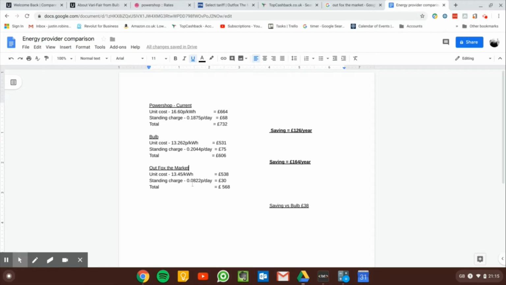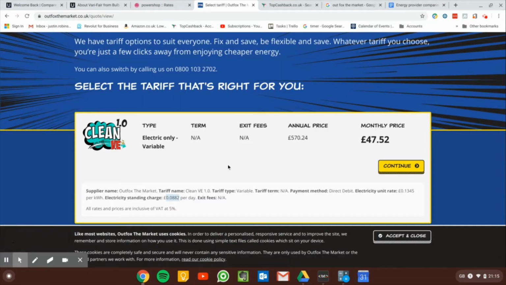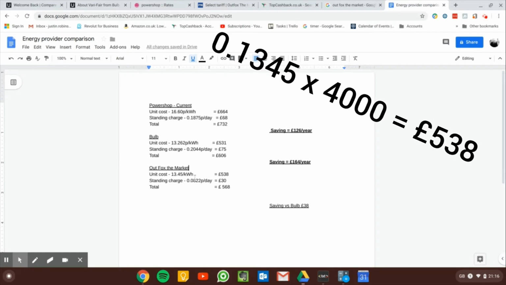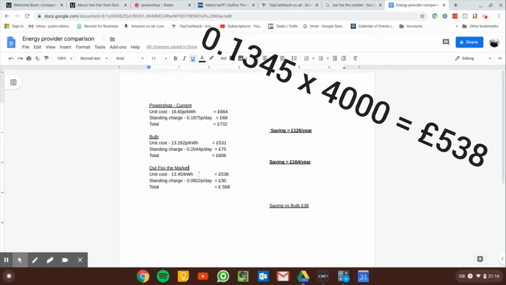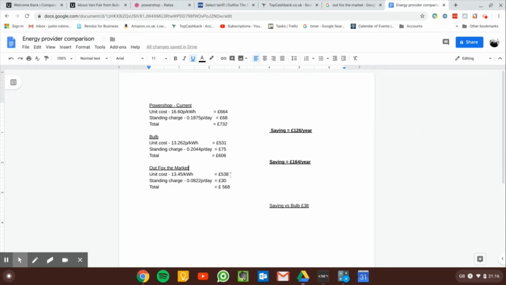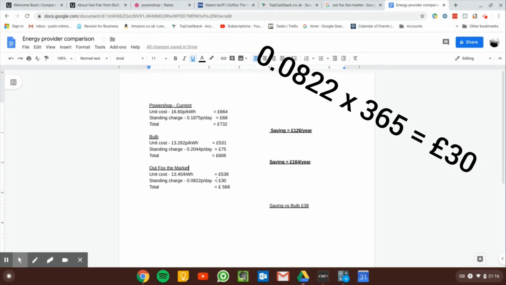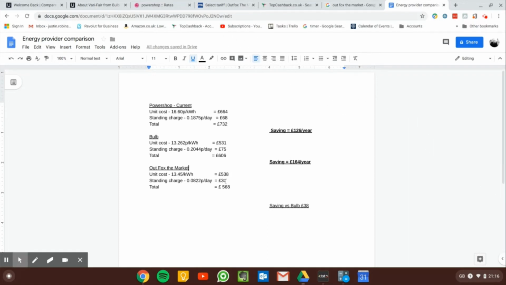All I do is jump on Outfox the Market, sticking in my details, postcode, a rough amount of electricity used. Ignore this for now. Take the current electricity rate, 13.5p, and the standing charge down here, 8p. And then add this to my blank sheet, do the same maths to it, times by 4,000 to get this figure here, 538, times the daily charge by 0.822 to get 30, and I can compare it to what I've already got.